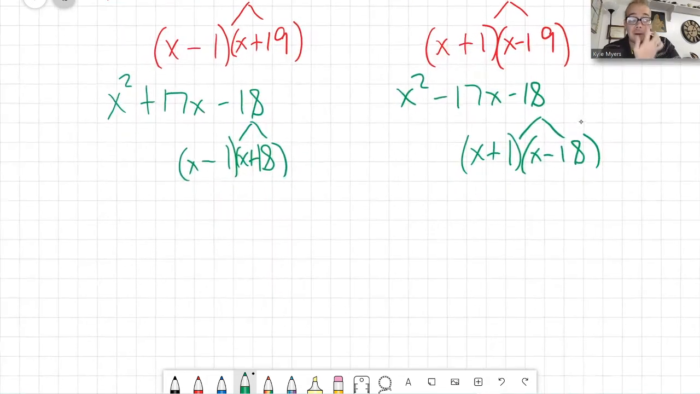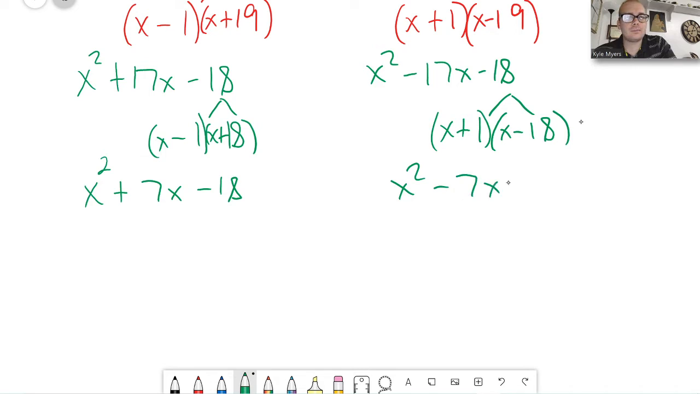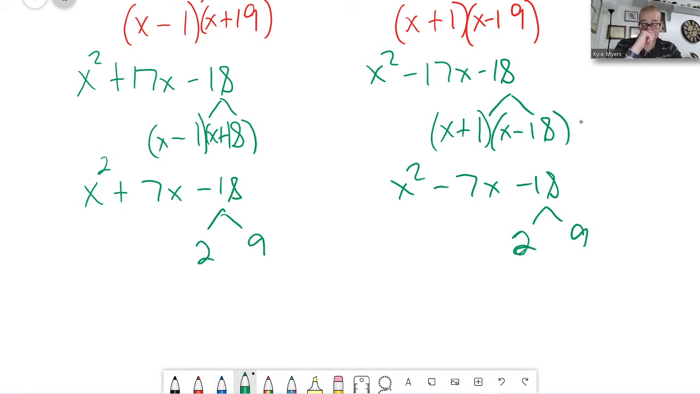Ta-da! Now we can keep going because 18 also divides by 2. So if I divided it by 2, I'd get 9. So I want a plus 7. And I also want, ooh, that was supposed to be squared. And I want a minus 7. All right, so 2 and 9. 9 times 2 is 18. If I subtract, I get 7, either positive or negative.